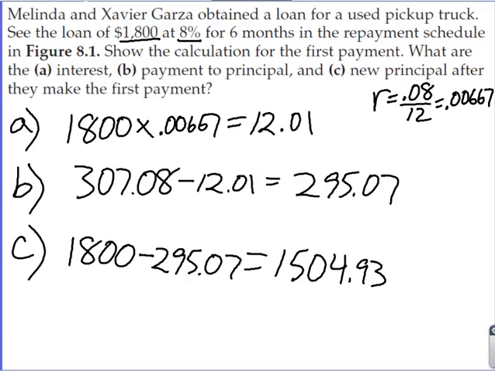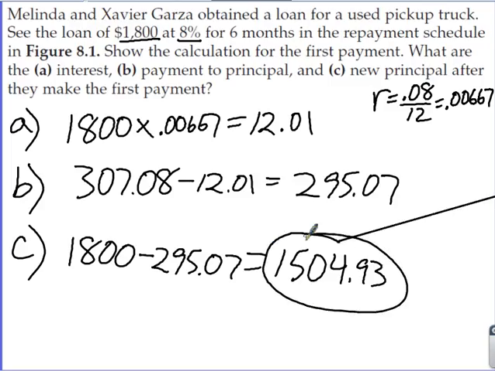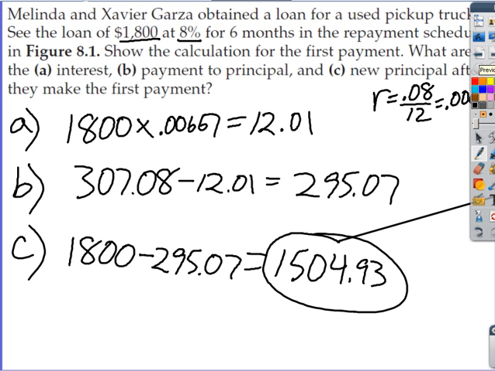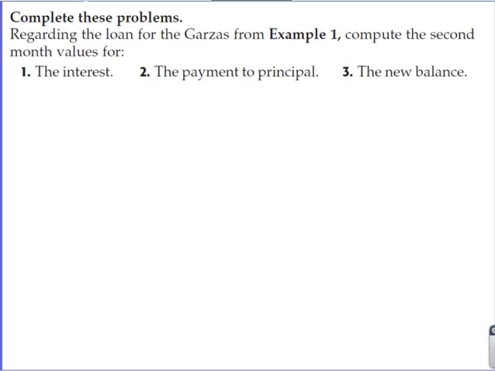All right, now moving on to problems numbers 1, 2, and 3. You have to use your work from this example to work these. Okay, 1504.93 will be required for this right here.